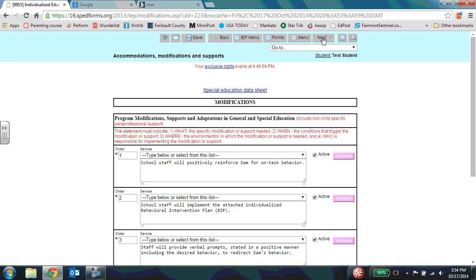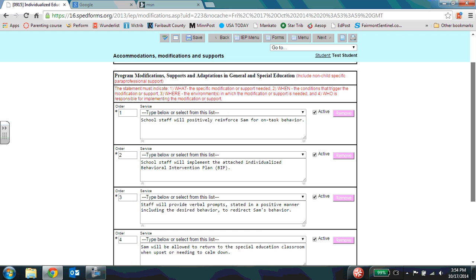Then the second place where we're going to address these needs is in the program accommodations and modifications. And if you notice, these are all pull-downs that would apply to SAM that come right out of the SPED forms. You'll notice that it regularly talks about school staff. School staff will positively reinforce SAM. School staff will implement the IEP behavior intervention plan. Staff will provide verbal prompts.